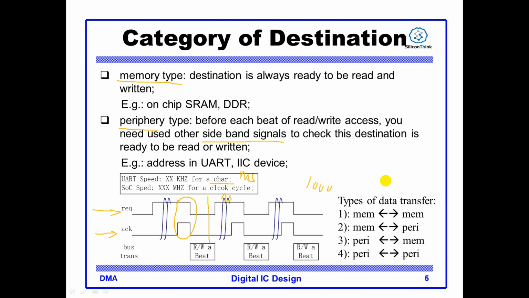Okay, let's summarize. So typically there will be 4 types of data transfer inside a SoC: from memory to memory, from memory to periphery, from periphery to memory, and from periphery to periphery. And for our project, we will implement this function. Okay, just from memory to memory.